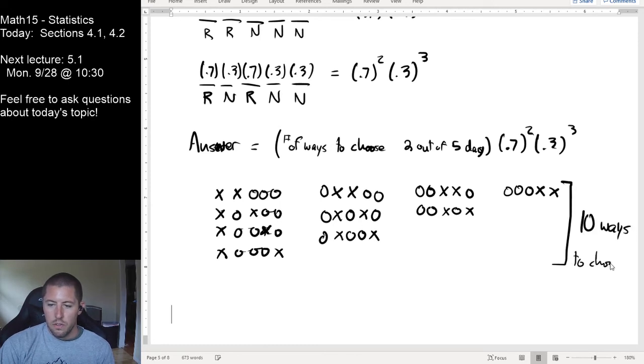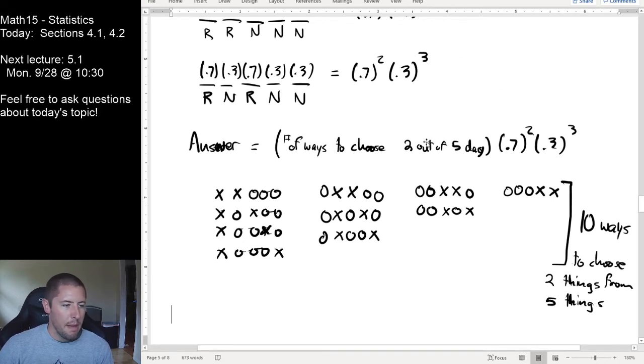to choose 2 things from 5 things. In this case, it's days of the week, but it could have been, pull 2 green apples out of a bag of 5 total apples or something like that, right? It could have been anything that's out there.